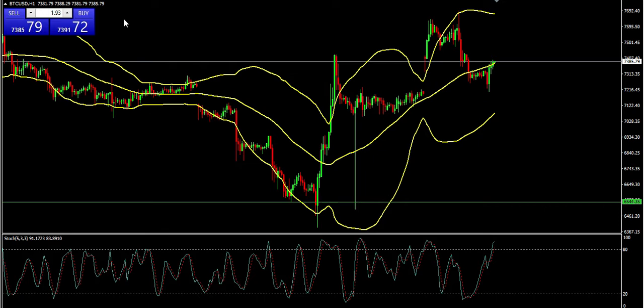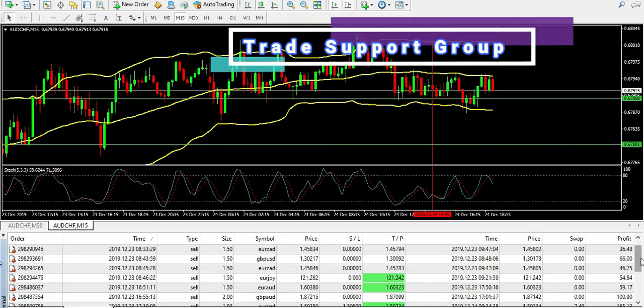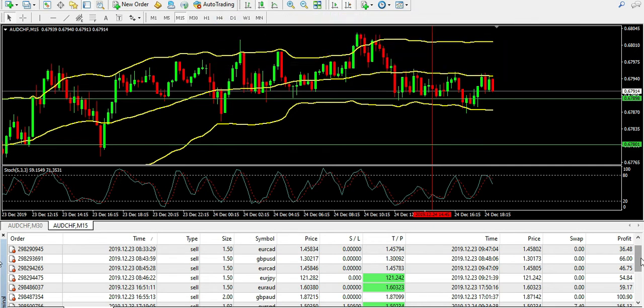Hello guys, it's David from Trade Support Group again. We're wrapping up our second day and second strategy, the Bollinger Bands with a 50-day moving average and the stochastics with normal settings. So you can see our results from, these are the ones from yesterday.